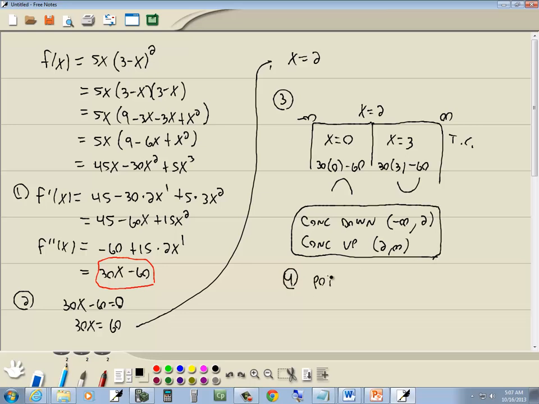Now our POIs. Your POIs is where your concavity changes, which we see our concavity changes at x equals 2. It changes from concave down to concave up. So there's a POI right here at this critical value.